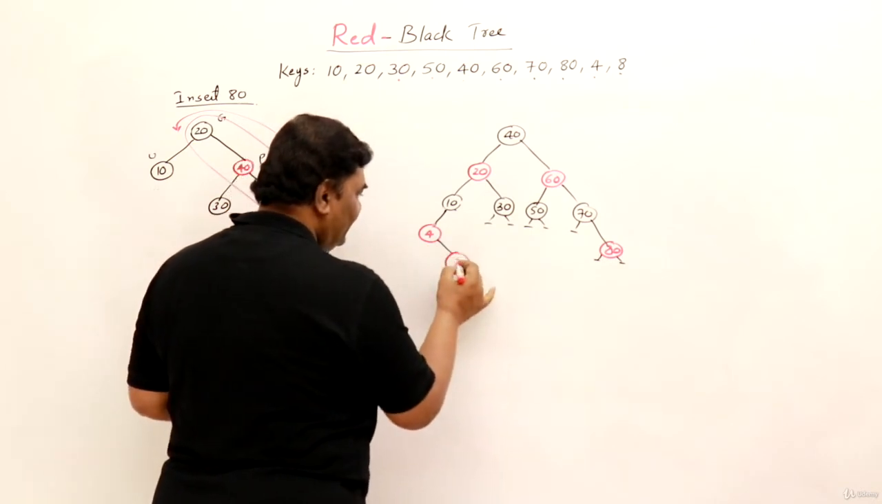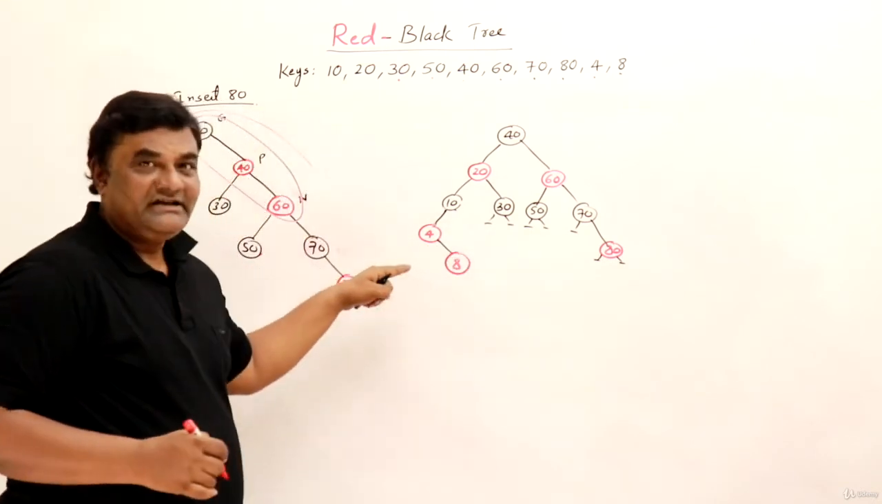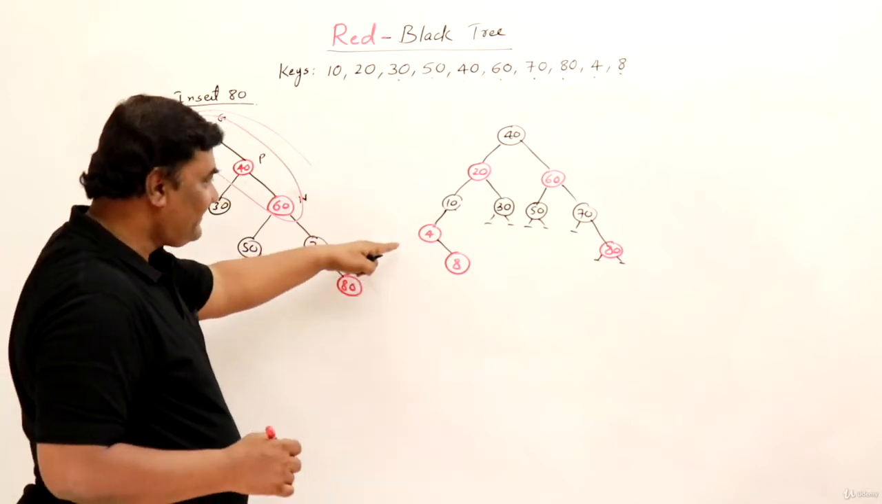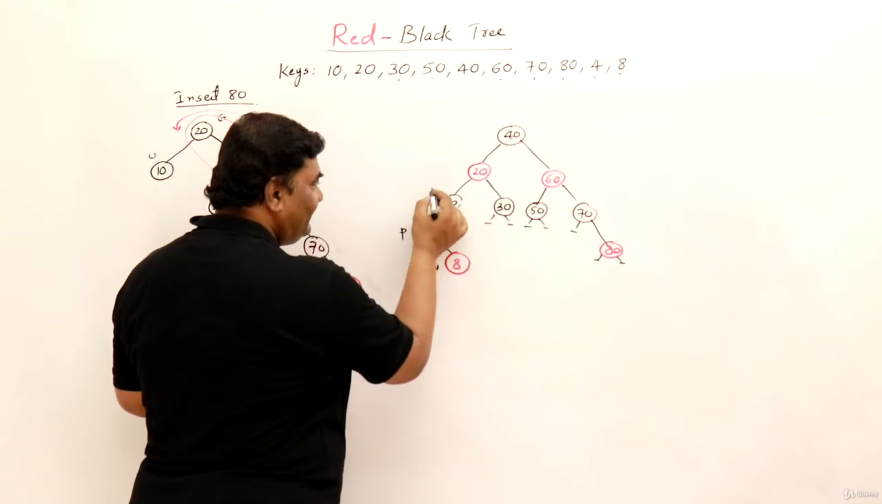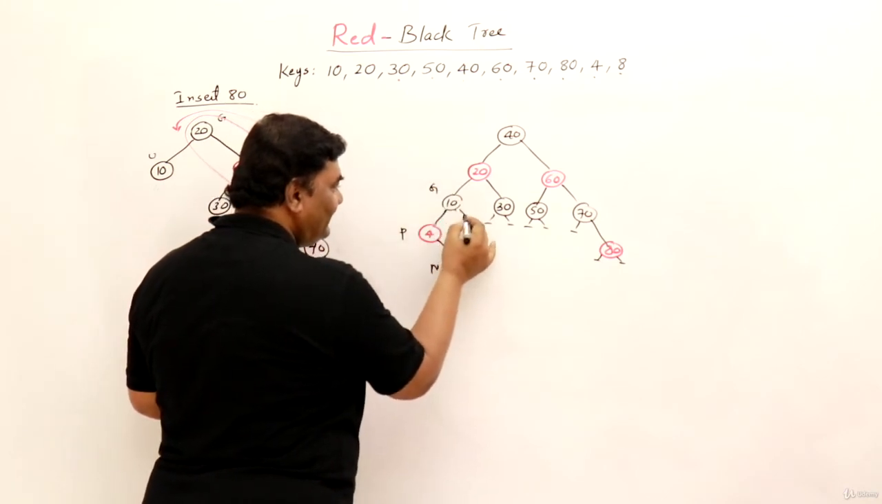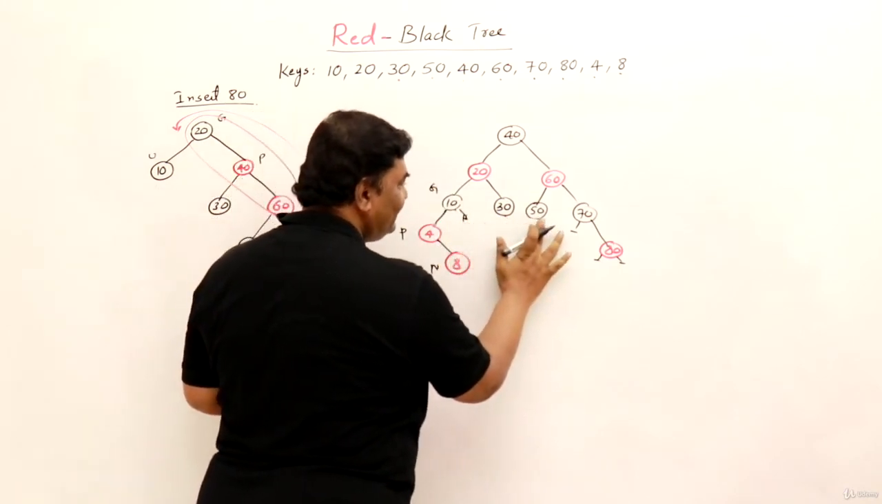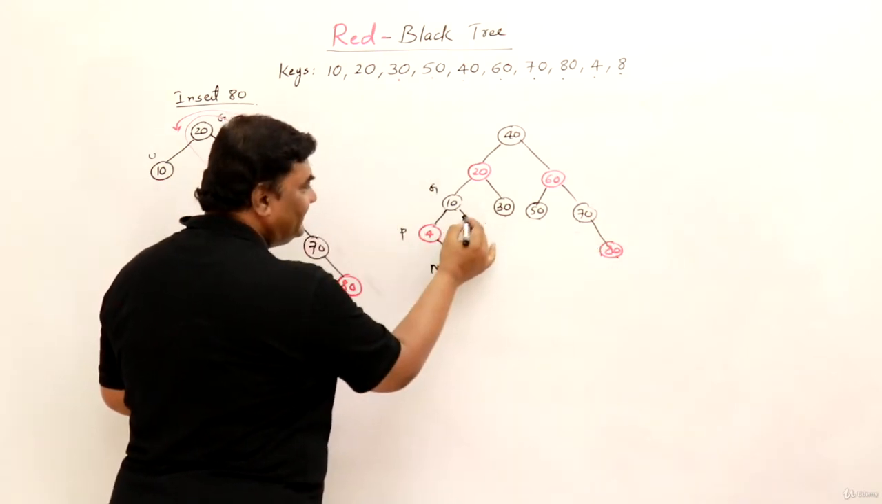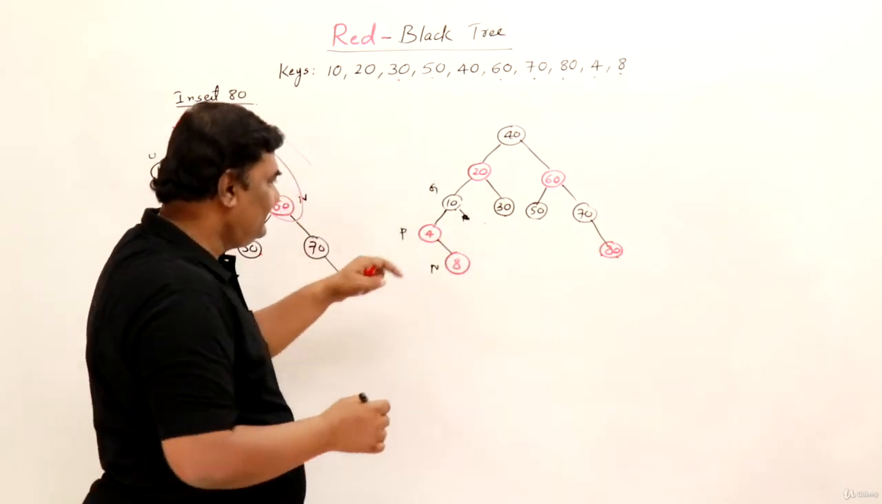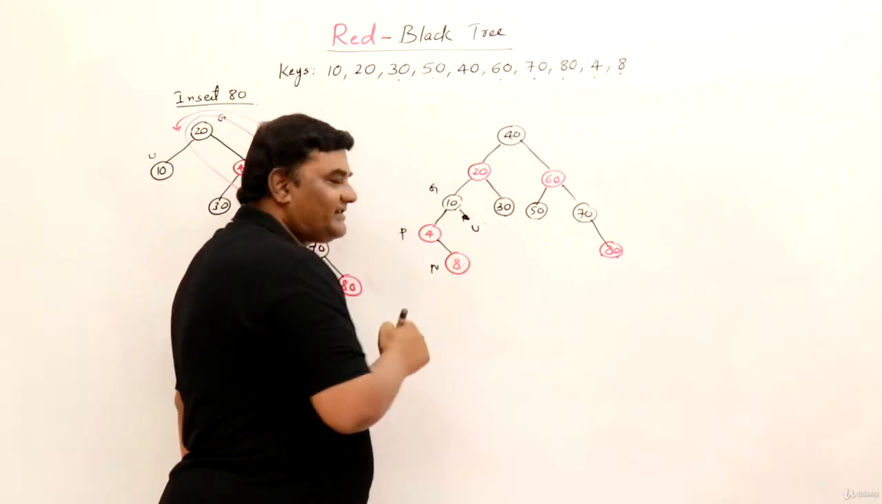So this is 8. Now check red conflict. Yes, there is red conflict. This is the new node, this is the parent, this is the grandparent, and this is the uncle. I will remove these labels, as this will be confusing sometimes. This is the uncle. Only one null we are looking at. So the uncle is black, the parent is red.